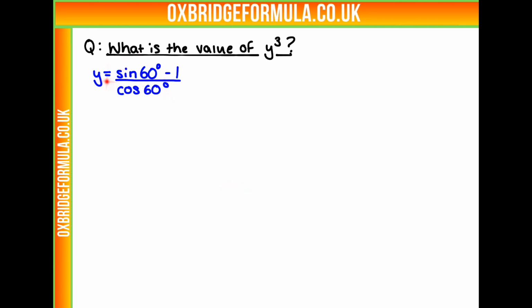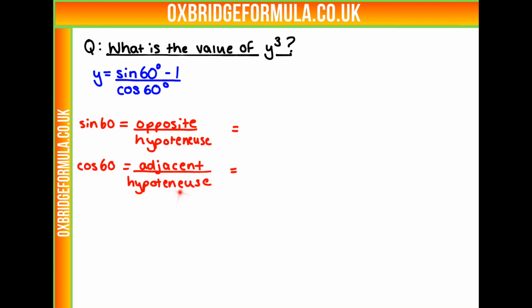So let's start with sine 60. How do we work out what sine of an angle is? Well, we find the opposite length over the hypotenuse length. And for cos, we're going to do the adjacent over the hypotenuse. But how can we work out what these actually are for our angle of 60 degrees? Well, we can use the handy trig triangle. So I've drawn it up here.